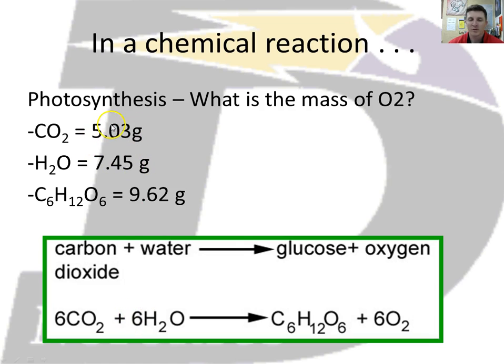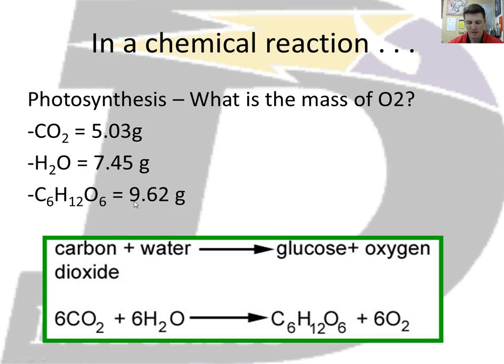So let's look at the reactants first. We have 2 reactants, one of CO2, which is equal to 5.03 grams, and then we have H2O, which is equal to 7.45 grams. So those are reactants. So basically, we know that in the law of conservation of mass, the reactants must equal the products in order to be observed. However, if we look at the products, we are missing one in trying to calculate for O2 on the product side. But we do have the value for glucose. And basically, the value is 9.62 grams.